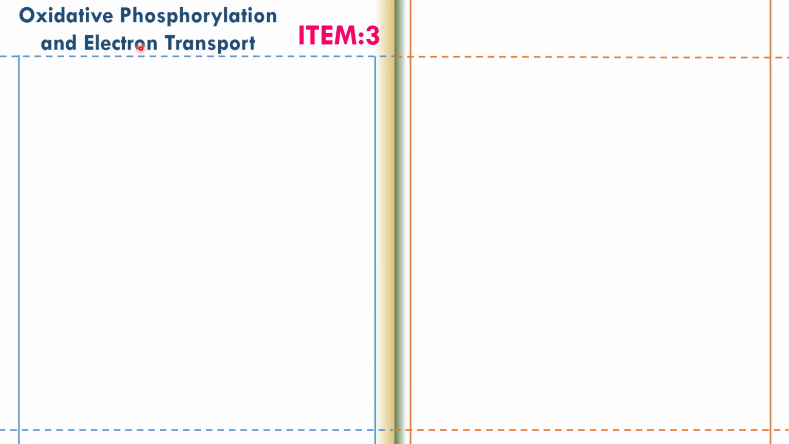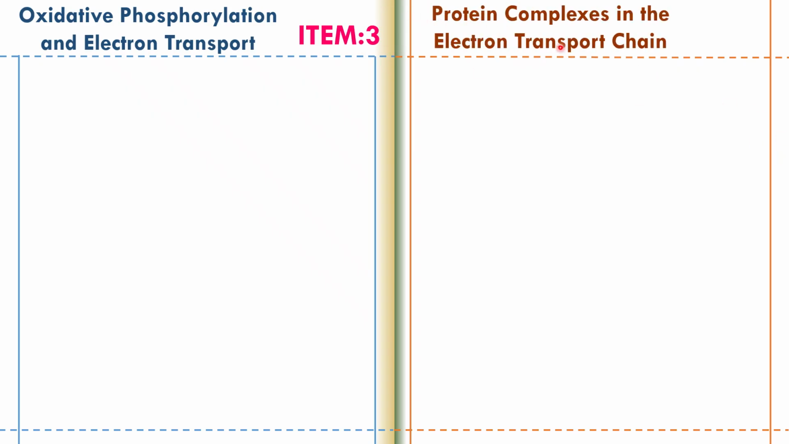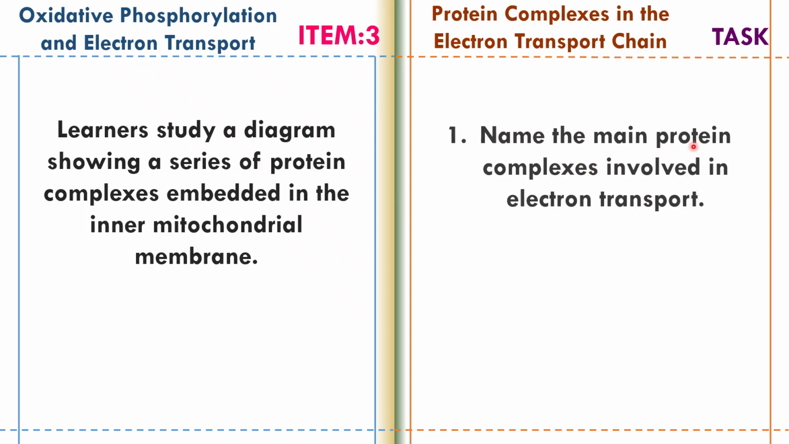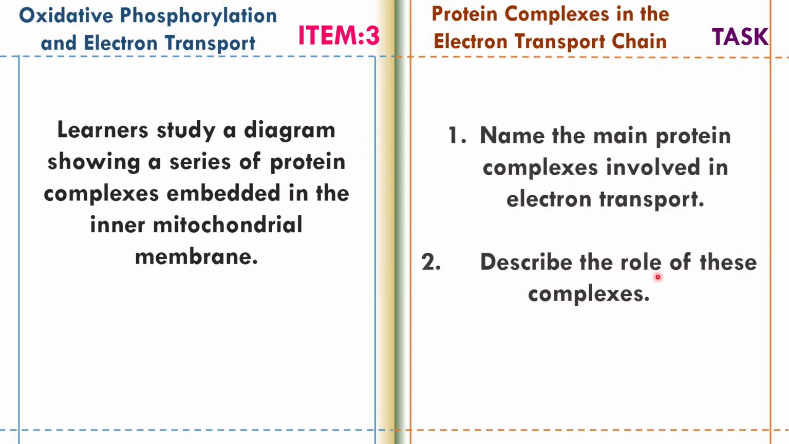Oxidative phosphorylation and electron transport, item 3. Focusing on protein complexes in the electron transport chain. Learners study a diagram showing a series of protein complexes embedded in the inner mitochondrial membrane. Task: name the main protein complexes involved in electron transport. Describe the role of these complexes.